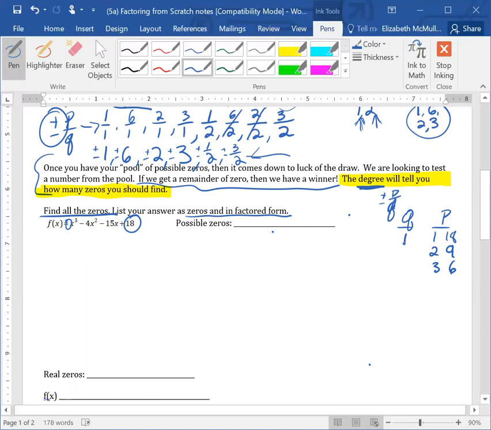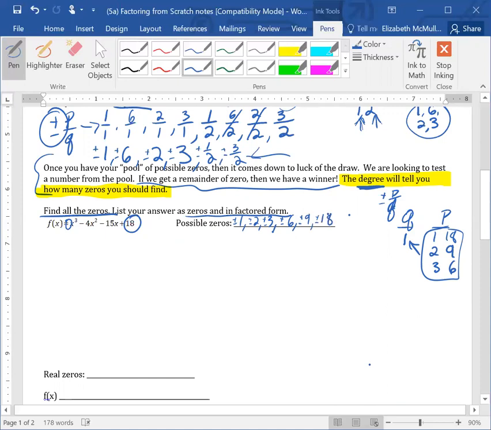All right, and so then we can write it in our factored form, plus or minus P over Q, but if we look, all of my P's are just going to be over 1. So I really don't need to actually write the fractions, I just write the numbers, because anything divided by 1 is itself. So our possible zeros are plus or minus 1, plus or minus 2, plus or minus 3, plus or minus 6, plus or minus 9, and plus or minus 18.